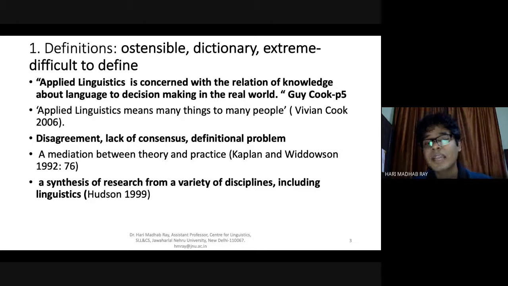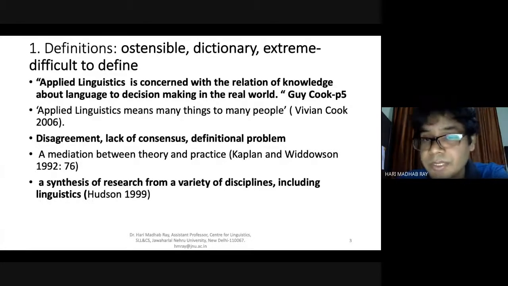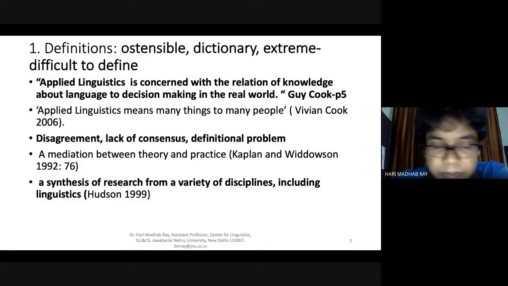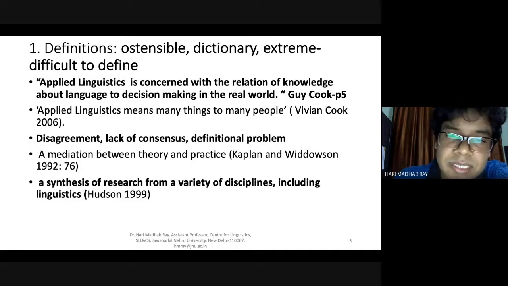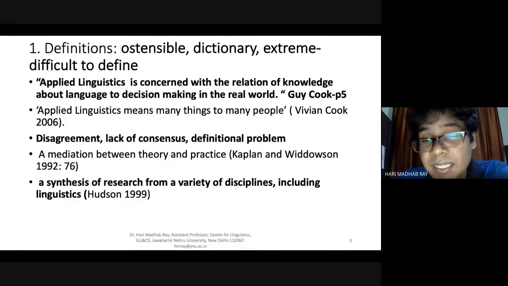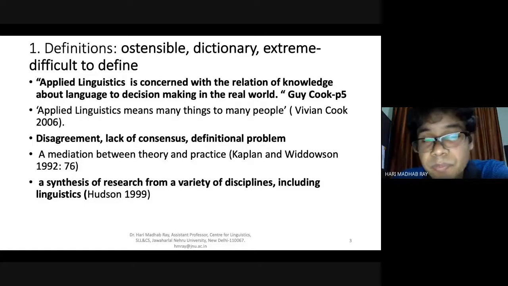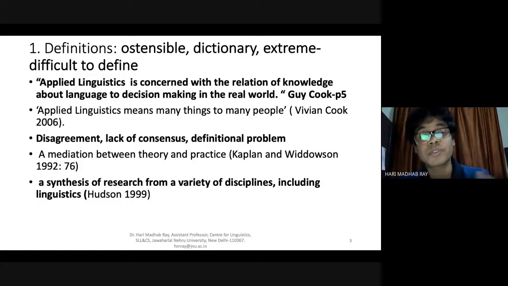Now the definition given by Hudson, 1999, says that it is a synthesis of research from a variety of disciplines, including linguistics. So linguistics is also included. Earlier it was only linguistics, and that was the very beginning too, around the onset in the 1940s and 1950s, when mainly linguistics was being applied.